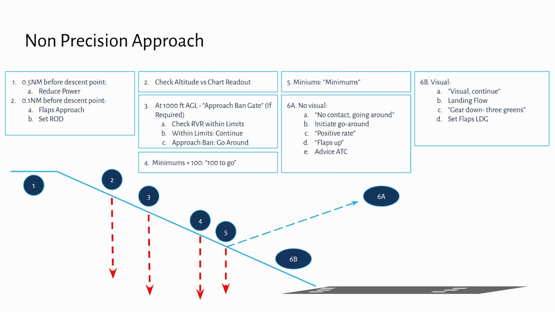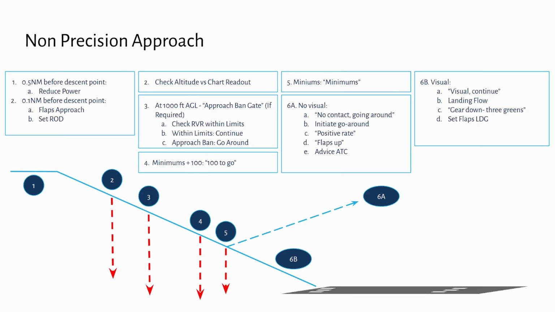At 0.1 nautical miles before the descent point, we want to select flaps to our approach. So this is usually about one notch of flaps in most aircraft, but it depends on the aircraft you're flying. And then we want to set our rate of descent based on our ground speed. So we do ground speed times 5, which will give us our rate of descent. So if we're flying at 100 knots ground speed, we're going to need to descend at 500 feet per minute to maintain a 3-degree glide.